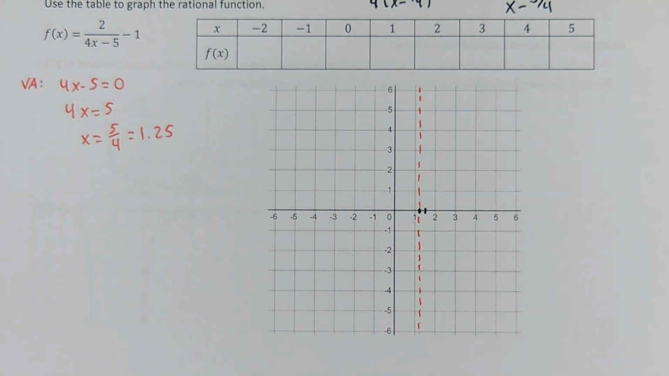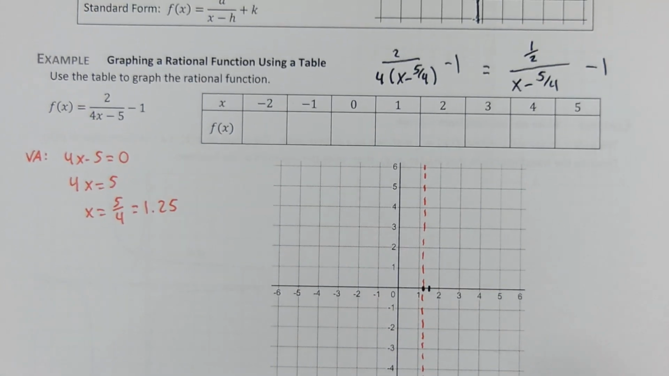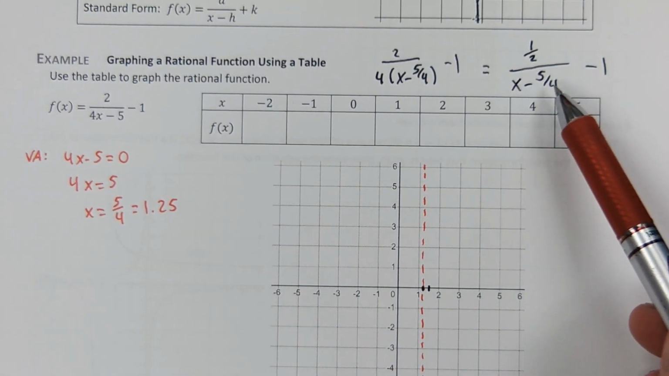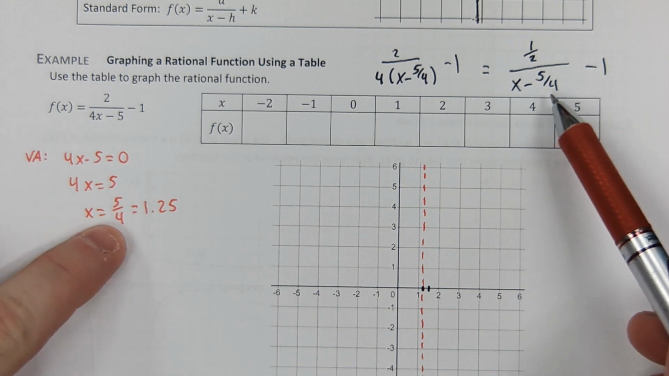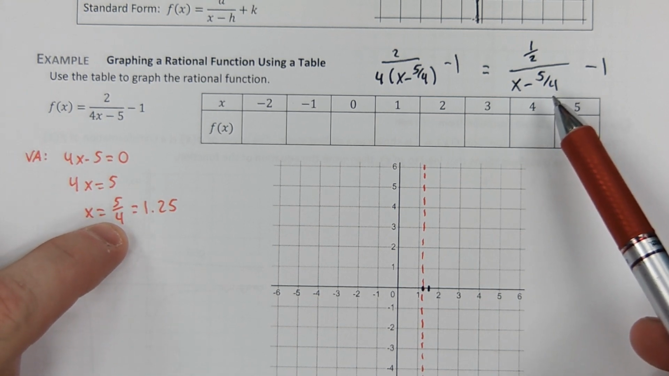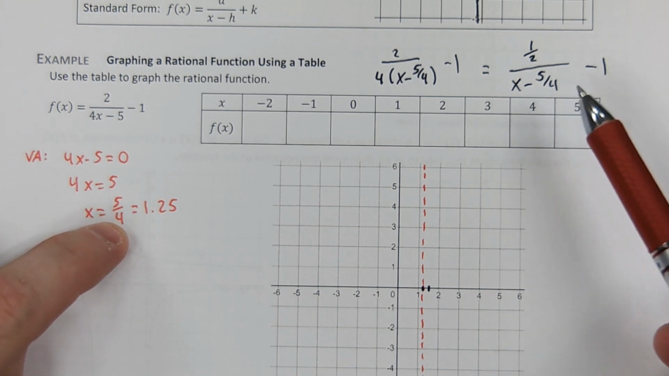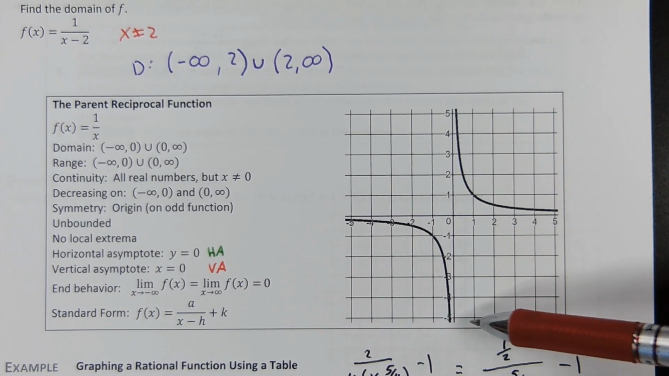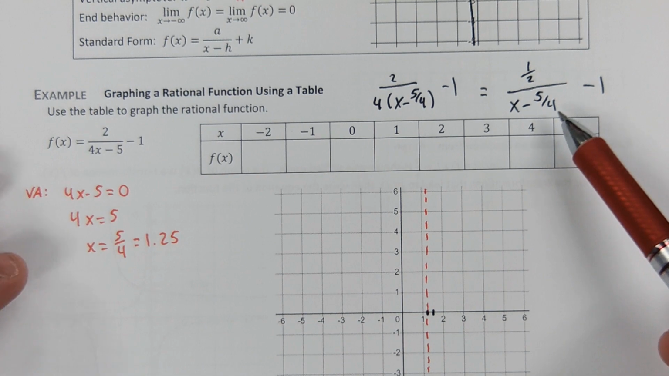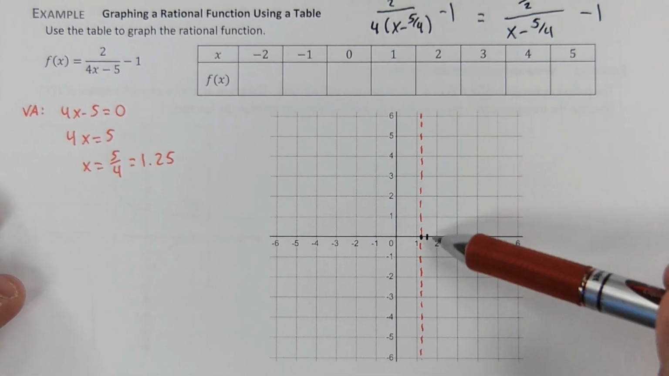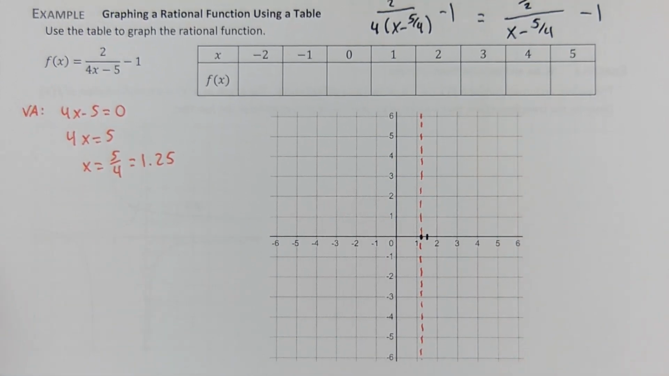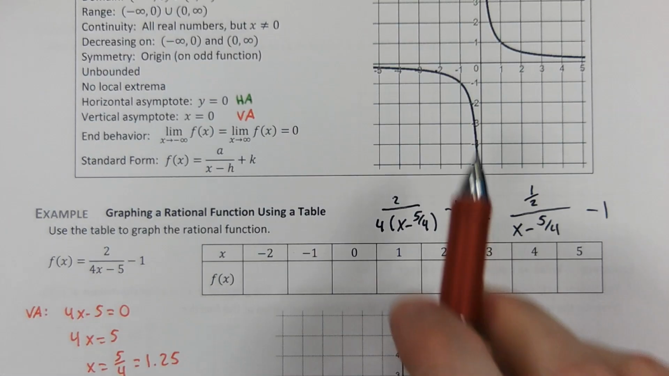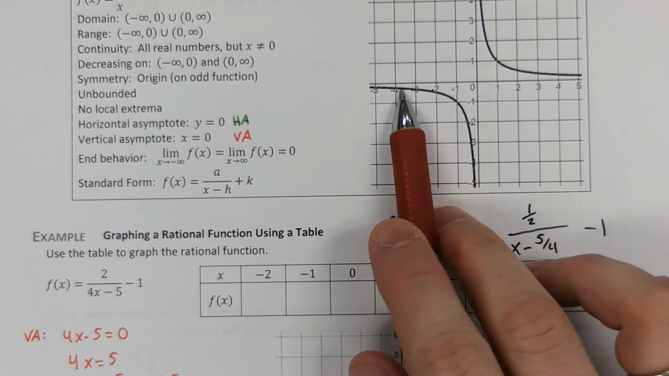Cool beans. You know what? Look at that. That 5/4 showed up. Here's why. Your vertical asymptote is supposed to be at x equals 0. This has shifted to the right 5/4 units. Oh, look where it landed. x equals 5/4. See? Your horizontal asymptote is supposed to be at y equals 0.